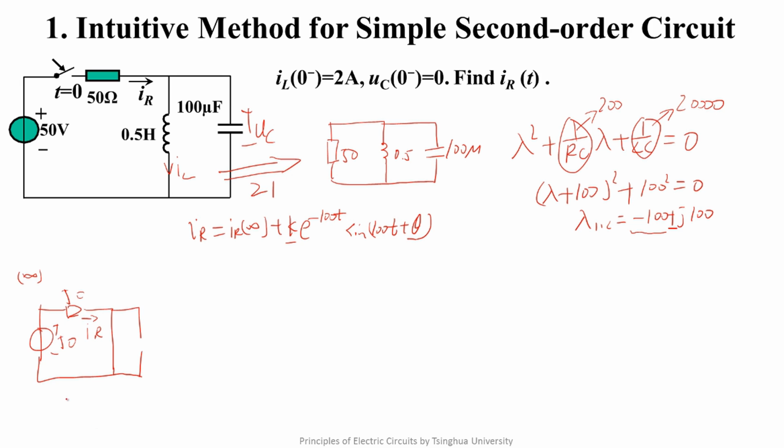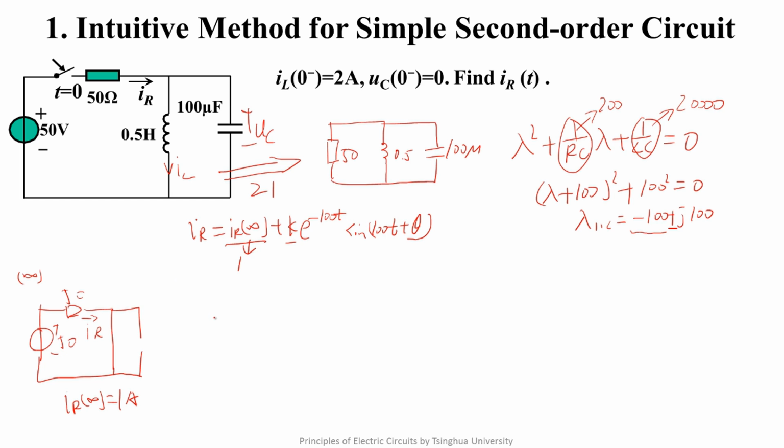It's easy to get the steady state value of IR as 1 ampere. So the value is 1. Next, we find the initial value. According to the law of switching we learned before, we can draw the 0 plus circuit. It should be noted that it is also a resistive circuit.